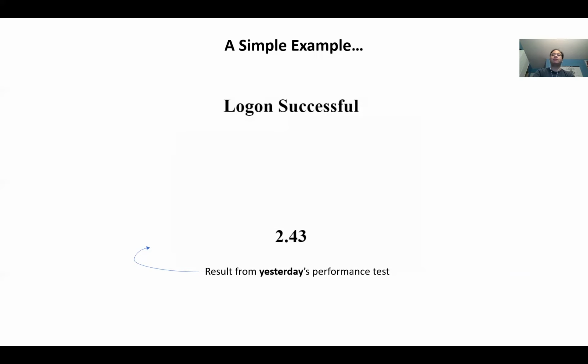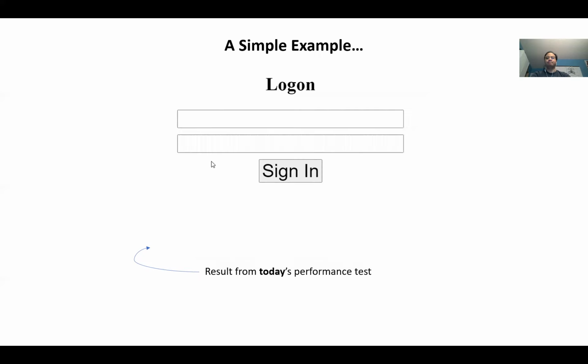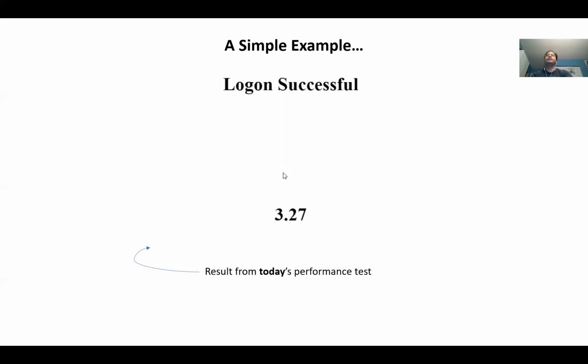So now let's take a look at what happens in today's version of the application. This is the same application, but it's a different version of it after a few changes. Okay, so the same user interactions as before. In this case, instead of 2.43 seconds, it actually takes 3.27 seconds. So there's been an 800 millisecond regression between those two versions that we just tested.